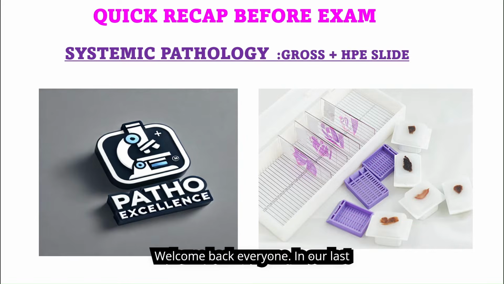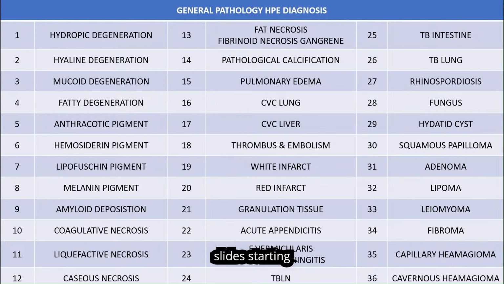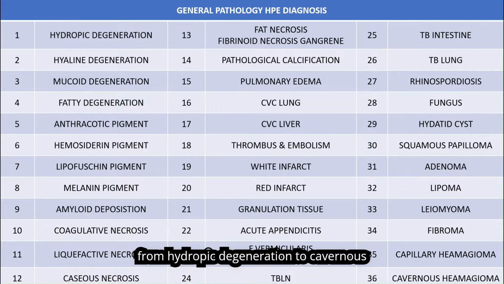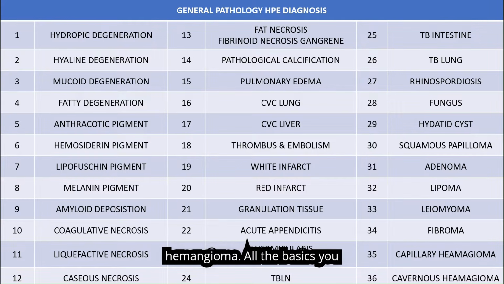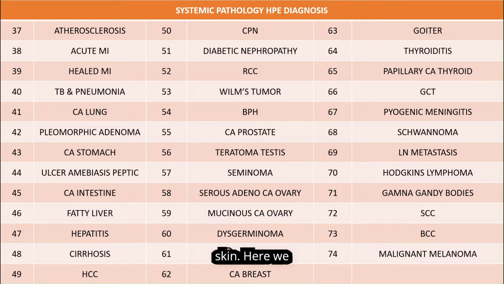Welcome back everyone. In our last video, we revised the general pathology slides starting from hydropic degeneration to cavernous hemangioma, all the basics you need for practical exams. Today, let's move one step ahead into the systemic pathology starting from blood vessels to skin.